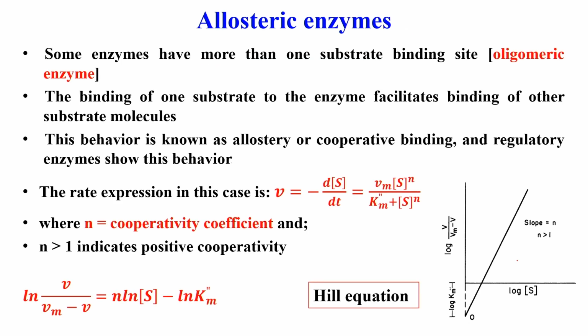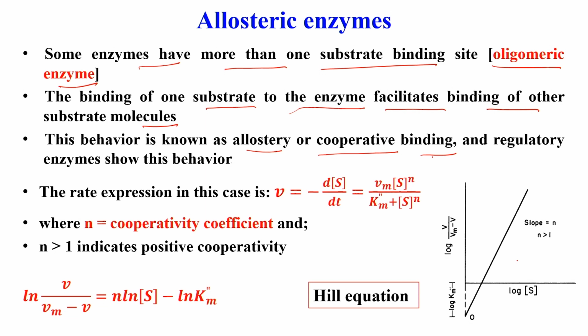Yeah, next is allosteric inhibition. So, before we discuss allosteric inhibition, let us discuss allosteric enzymes. We say there are a few enzymes which have more than one substrate binding site, or you can say that they are oligomeric enzymes. And what happens in this case, binding of one substrate to the enzyme facilitates the binding of other substrate molecules, and this behavior is known as allostery or cooperative binding.